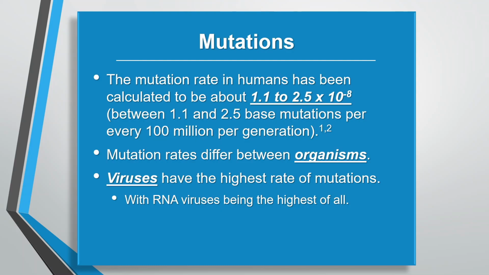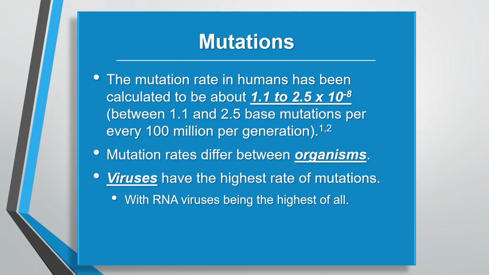Now, mutation rates will differ between organisms. So I just quoted you the numbers for humans, but if you looked at mice or sheep or whatever, you're going to find different rates for them. And if you look at viruses, you find out that they have the highest rates of mutations. DNA viruses have mutation rates as low as 10 to the minus 6 to 10 to the minus 8th per base per generation. So that's one base mutation for every 1 to 100 million.